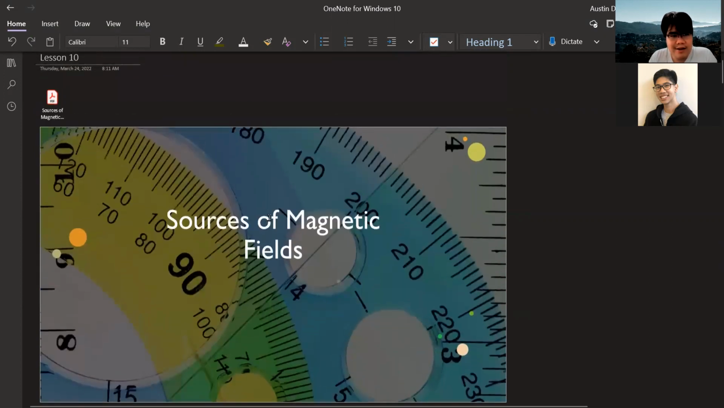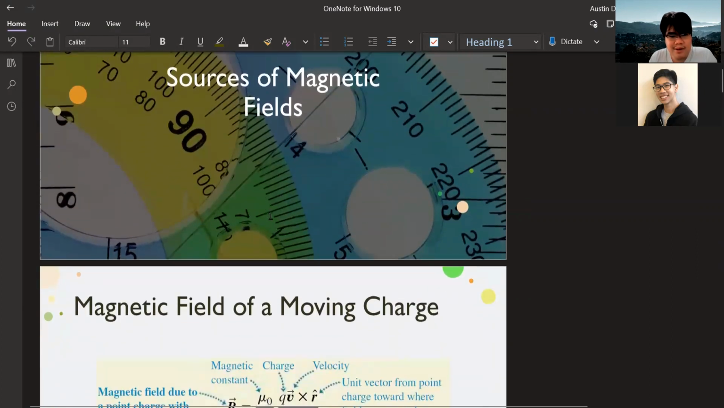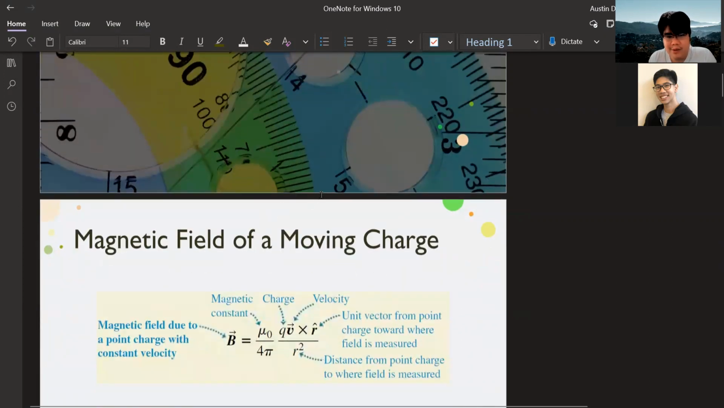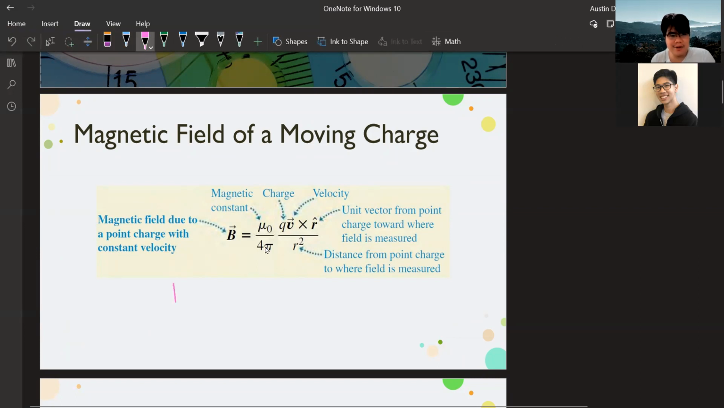Nakita natin from previous lessons, pag gumalaw yung charge, pag may current, you will have a field. So, the field of a moving charge is given by this. Mu naught over 4 pi. Meron kang factor na ganun. Last time, meron tayong factor na 1 over 4 pi epsilon naught. For magnetic fields, this becomes mu naught over 4 pi. Okay?